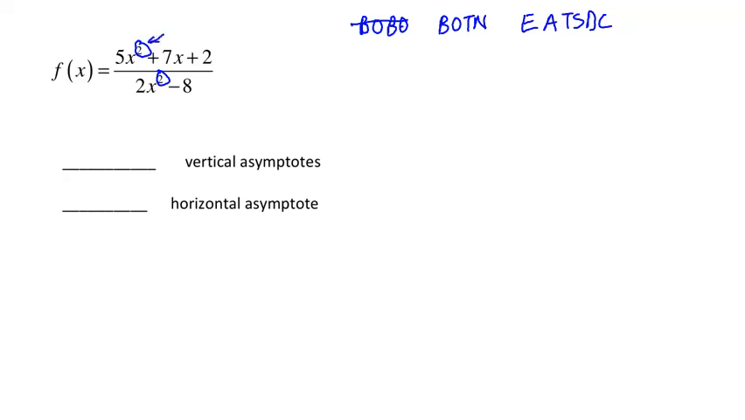Again, the degree here was 2. The degree here was 2. So it's not bigger on top. It's actually the same. So in this case, the exponents are the same, which means that we need to divide the coefficients. And by coefficients, we mean the coefficients of the leading term. So that would be the 5 and the 2. If we divide the 5 and the 2, we get 5 over 2. So y equals 5 over 2 would be our horizontal asymptote.